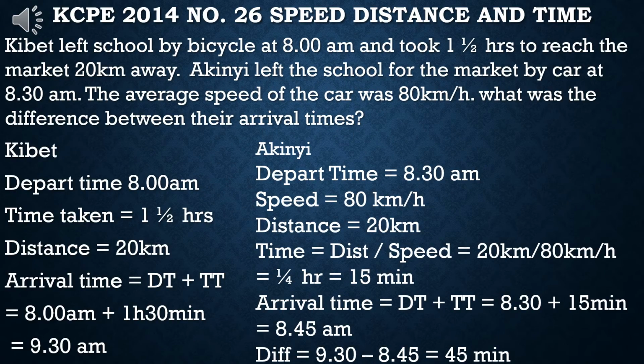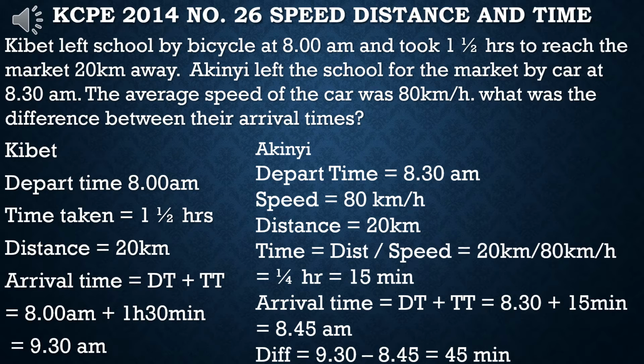Number 26 is a question from the topic of speed, distance and time. Kibet left school by bicycle at 8 a.m. and took 1.5 hours to reach the market 20 kilometers away. Akinyi left the school for the market by car at 8:30 a.m. The average speed for the car was 80 kilometers per hour. What was the difference between their arrival times? So we first analyze what we are given. Kibet's departure time was 8 a.m.